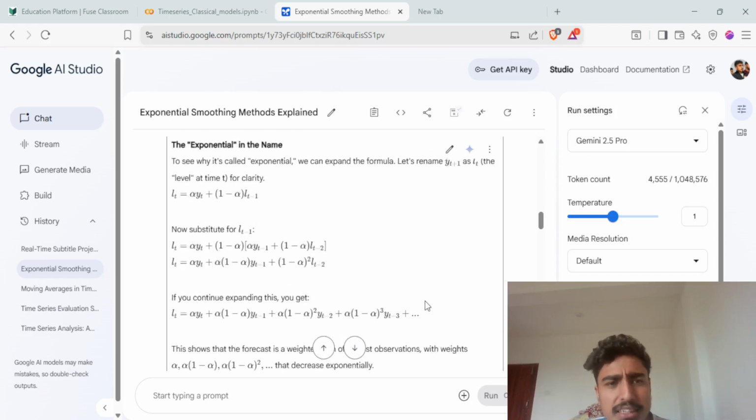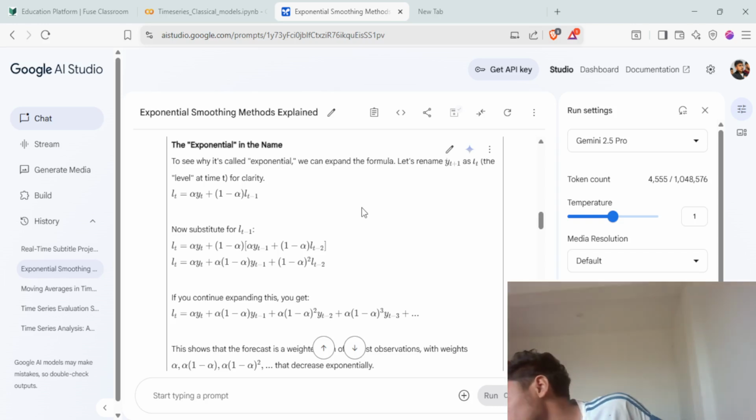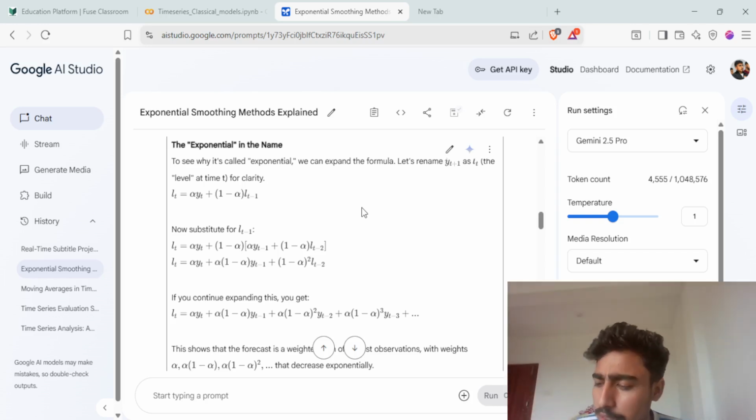The exponential in the name. This is why it's called exponential. We can expand the formula. We have read about the binomial theorem in plus two level mathematics. In that topic, we have covered it.